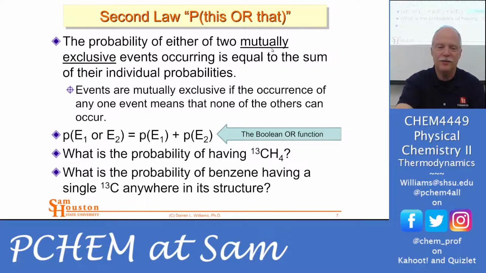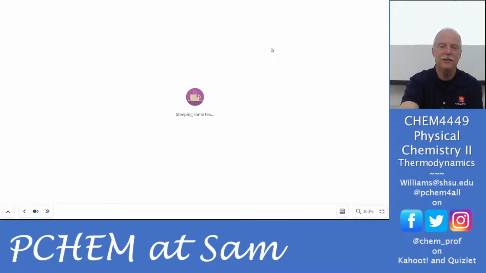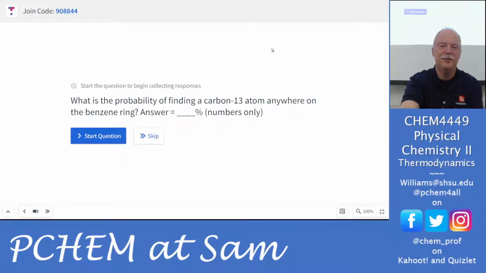So let's do our next question. What's the probability of benzene having a single carbon-13 anywhere in its structure? And this uses that Boolean OR function, right? There's 6 positions. So it could be in the first position, or the second, or the third, or the fourth, or the fifth, or the sixth. So what is the probability of finding a carbon-13 atom anywhere on the benzene ring?